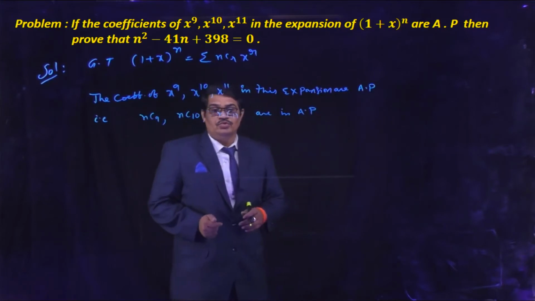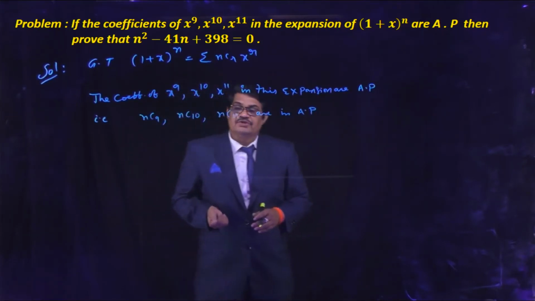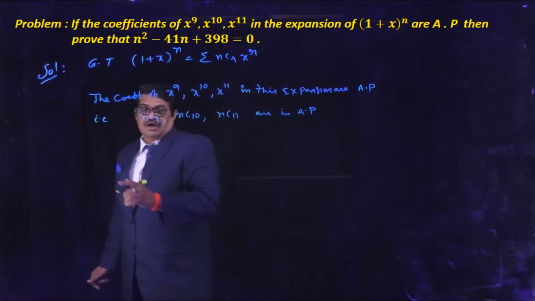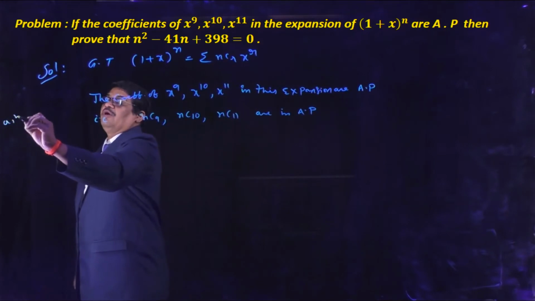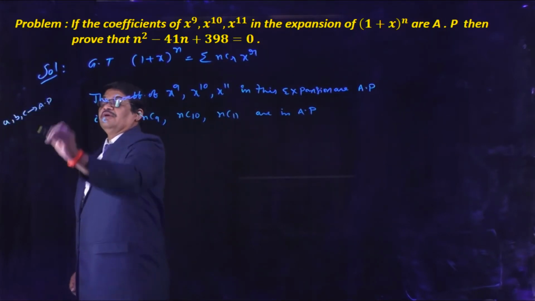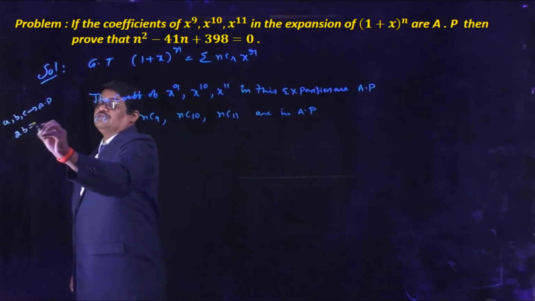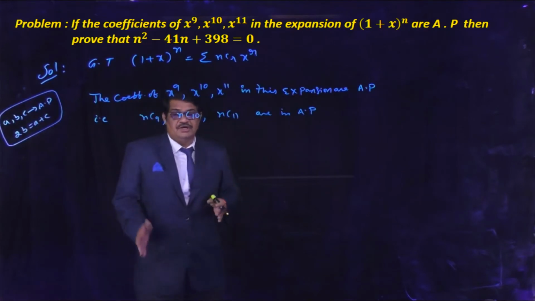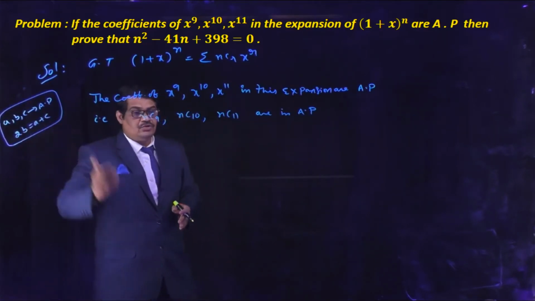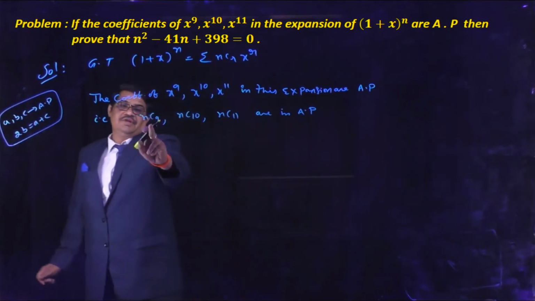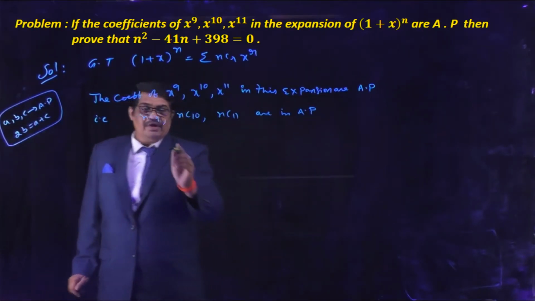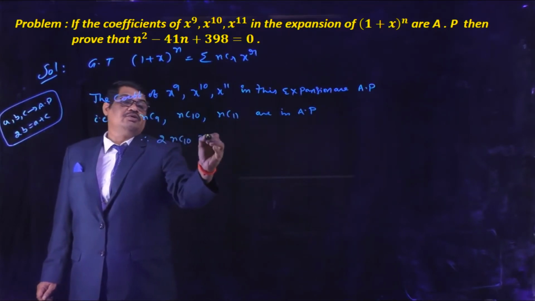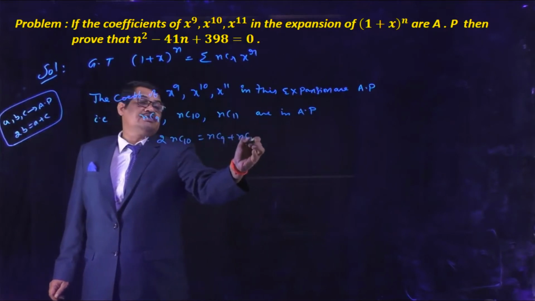Now we have to prove that n square minus 41n plus 398 is equal to 0. Suppose a, b, c are in AP, then what is the property? 2b is equal to a plus c. If any three terms are in AP, then the condition is 2b is equal to a plus c. Therefore, 2 times the middle term nC10 is equal to nC9 plus nC11.